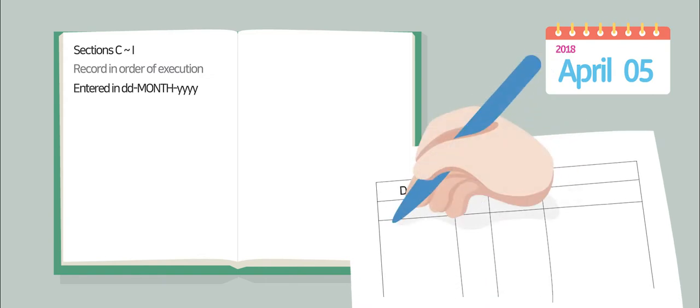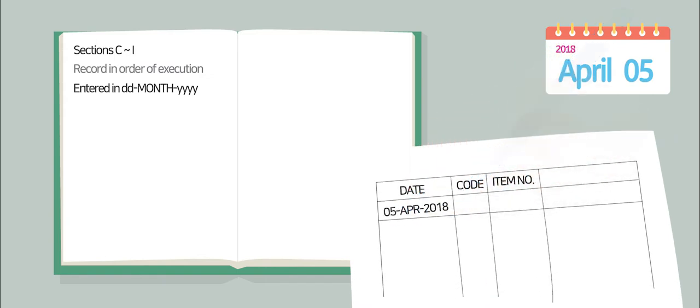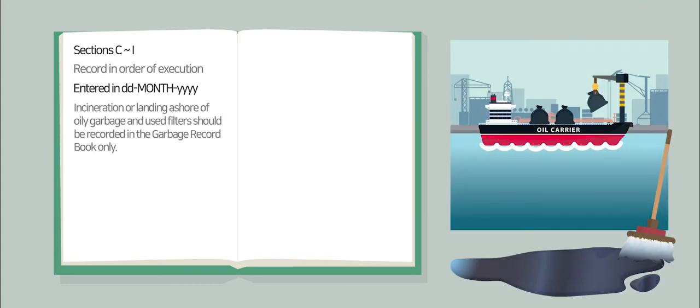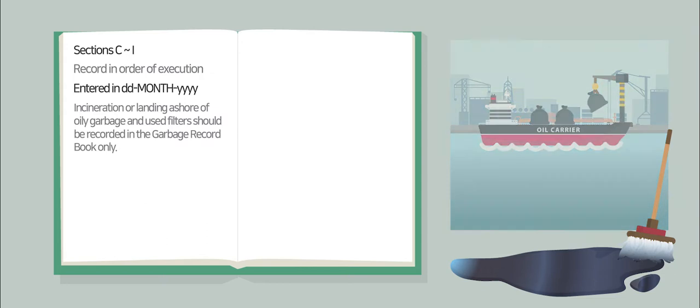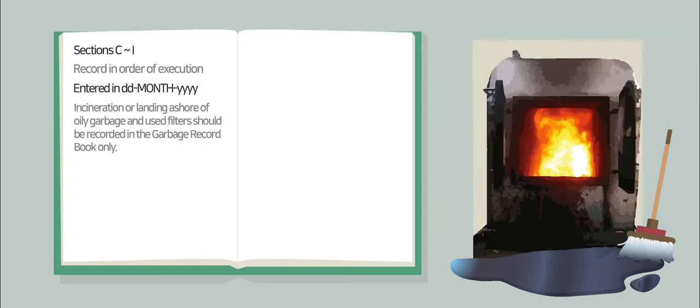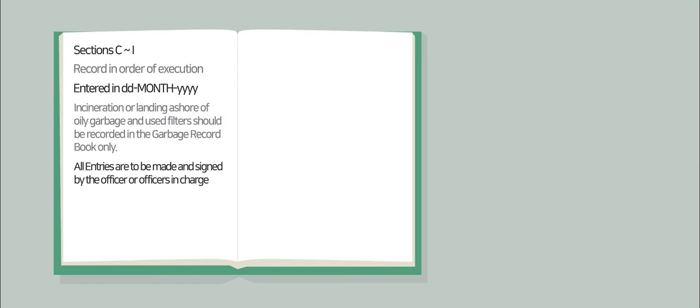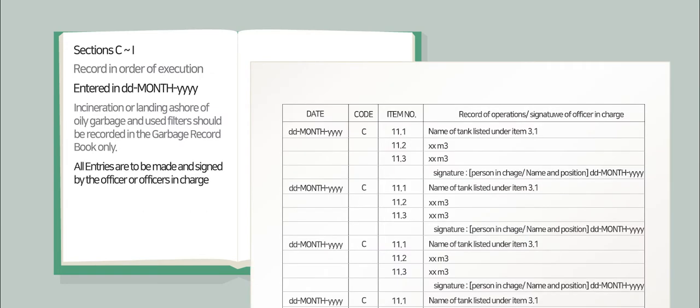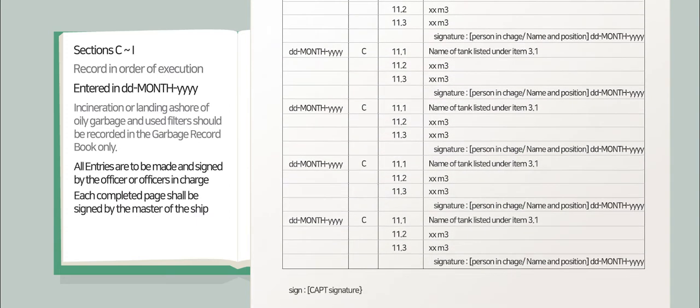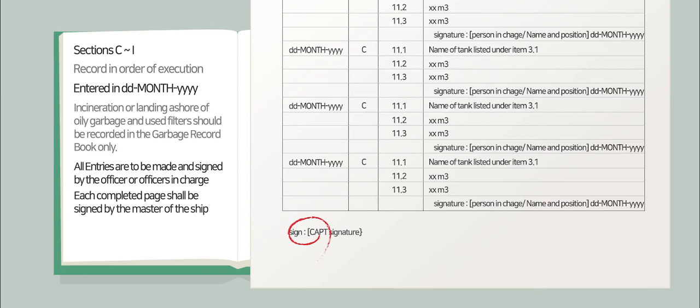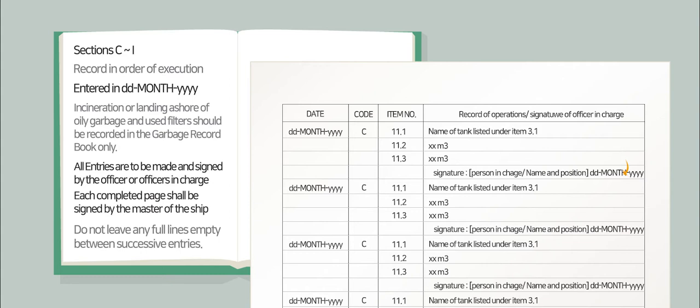Dates should be entered in day, month, year format. Incineration or landing ashore of oily garbage and used filters should be recorded in the Garbage Record Book only. All entries are to be made and signed by the officer or officers in charge of the operations concerned, and each completed page shall be signed by the master of the ship. Do not leave any full lines empty between successive entries.